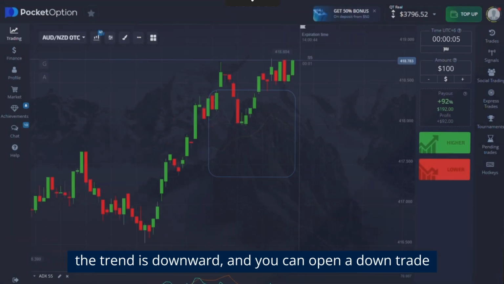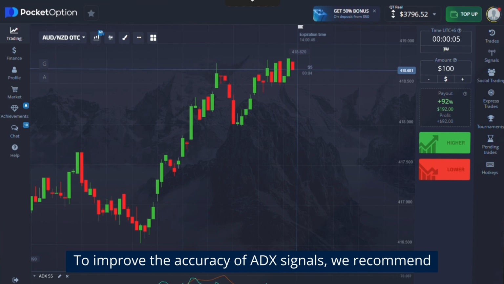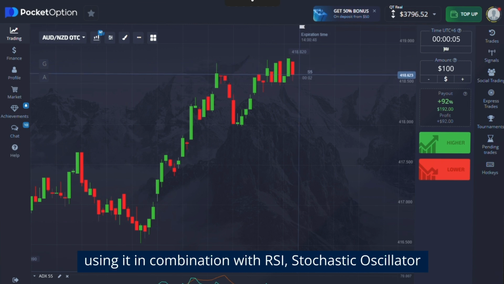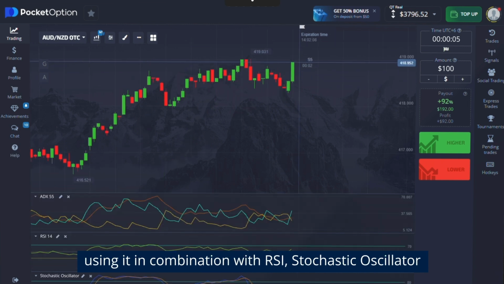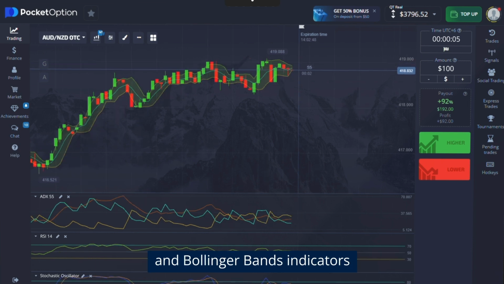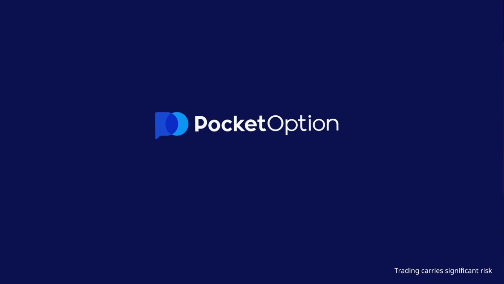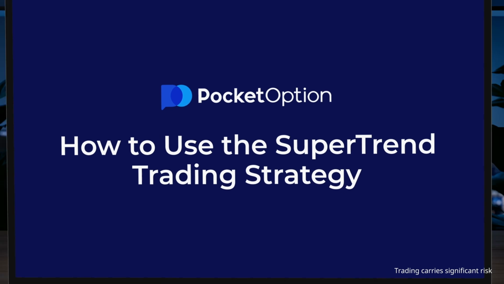To improve the accuracy of ADX signals, we recommend using it in combination with RSI, stochastic oscillator, and Bollinger Bands indicators. How to use the SuperTrend trading strategy.